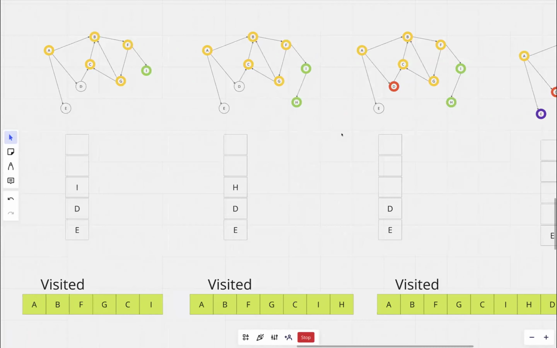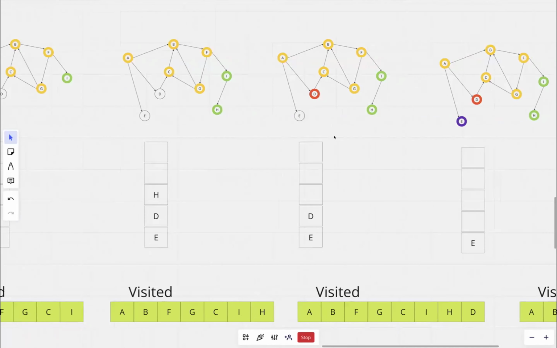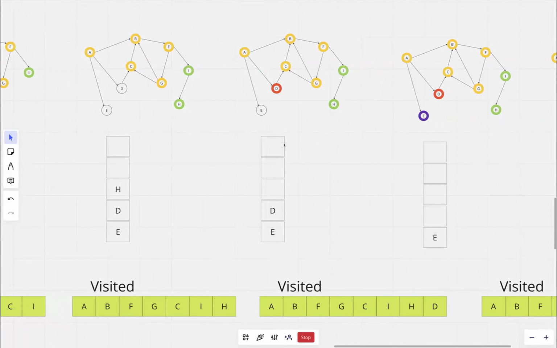Now from H, can I visit anything else? I cannot. So I pop off H as well, right? Now what do I have left? I have D and E left from my original starting point. So I'll go back to D.